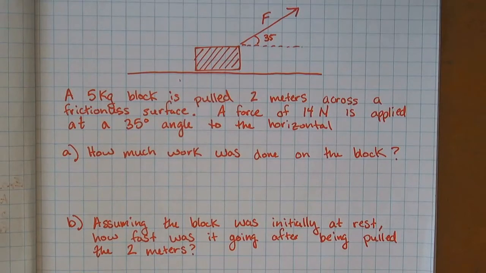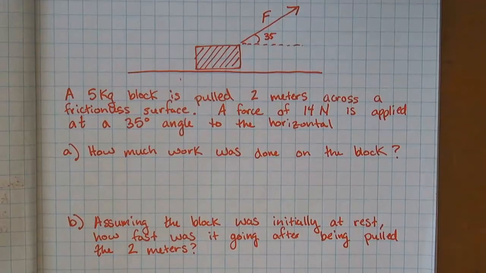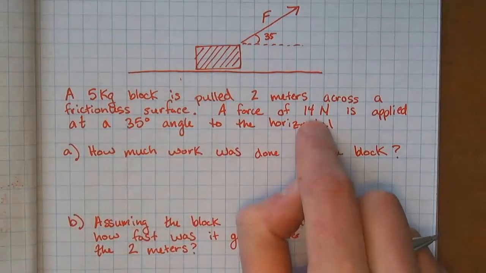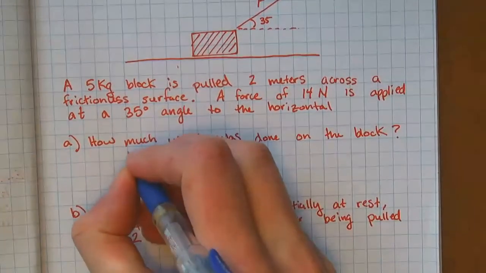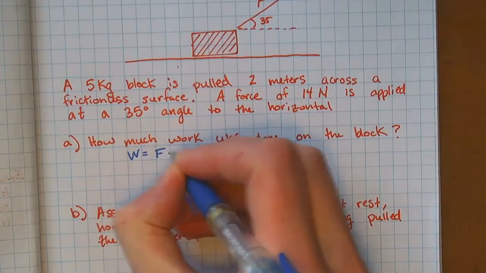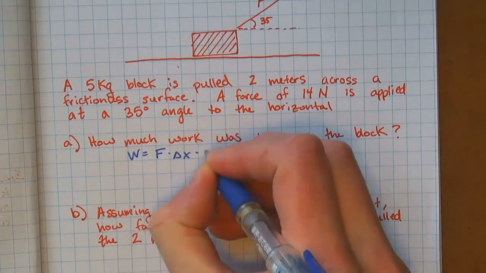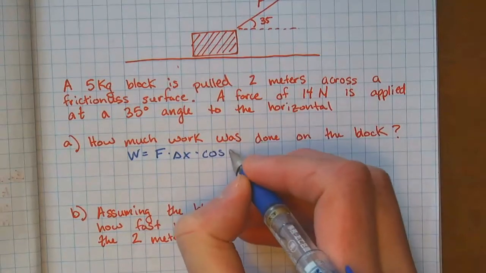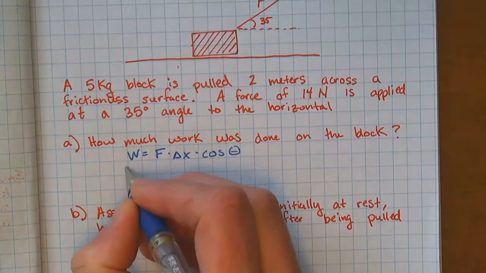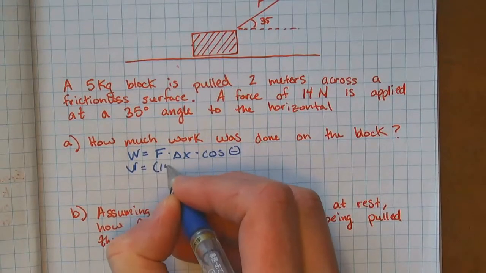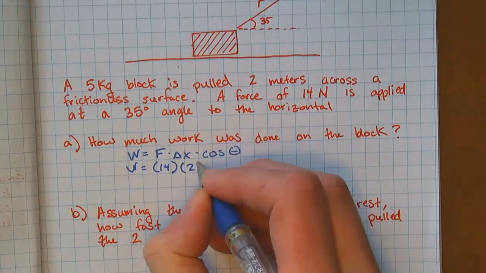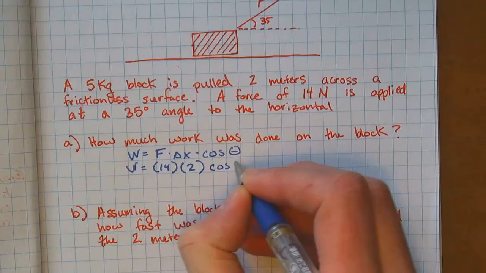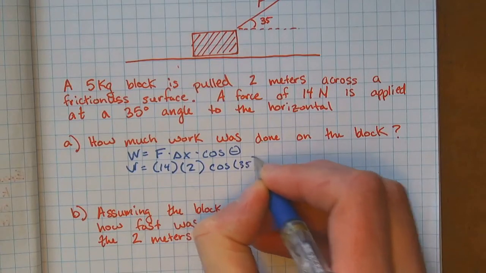Do we know the change in energy, or do we know the force and the distance? In this case, we know the force and the distance. The force is 14 newtons and the distance is 2. So we're going to use that work is equal to force times distance times the cosine of 35 degrees. We've got our 14 newtons, the distance we pull it, which is 2, and the cosine of 35 degrees.